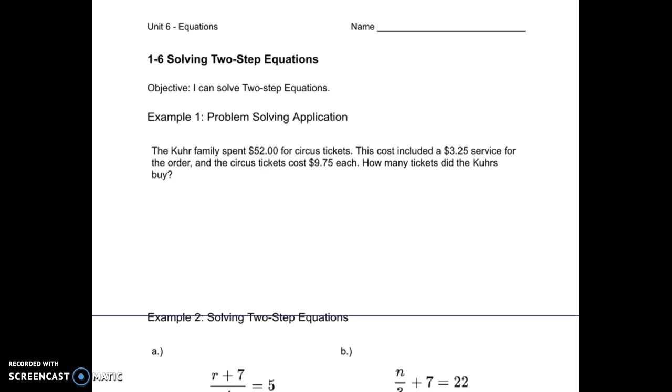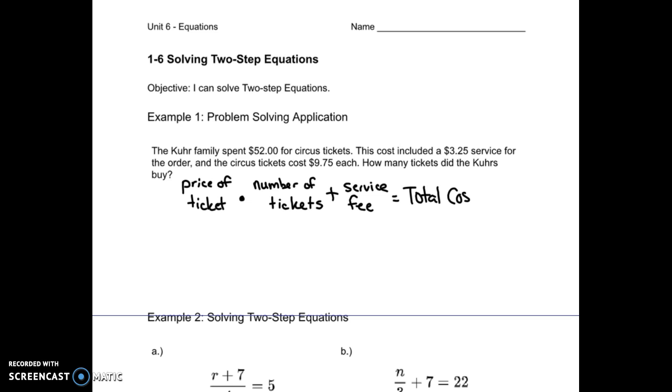So we're going to say the price of a ticket times the number of tickets plus the service fee is equal to the total cost. Just go ahead and pause it so you can write all that down. When you're finished, push play again.